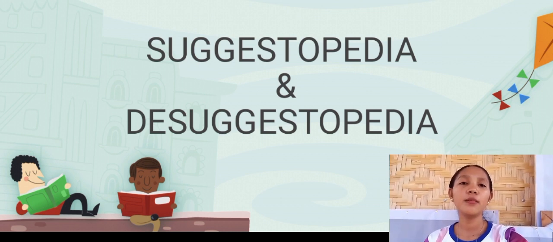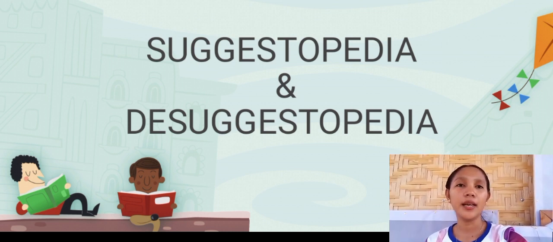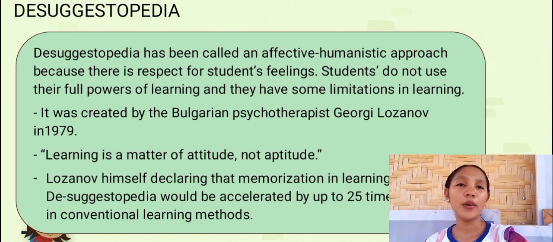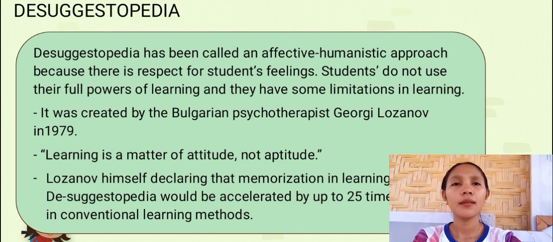We have here the two methods in language learning, the Suggestopedia and the Desuggestopedia. But we're going to talk about first the Suggestopedia. What is Desuggestopedia?